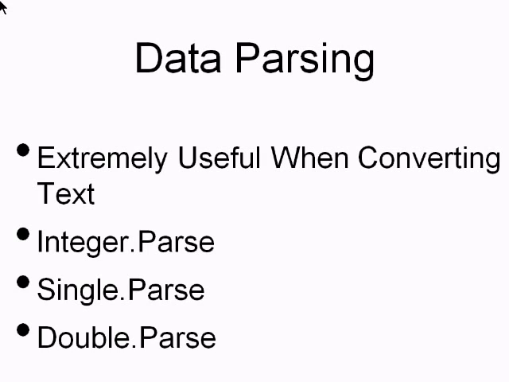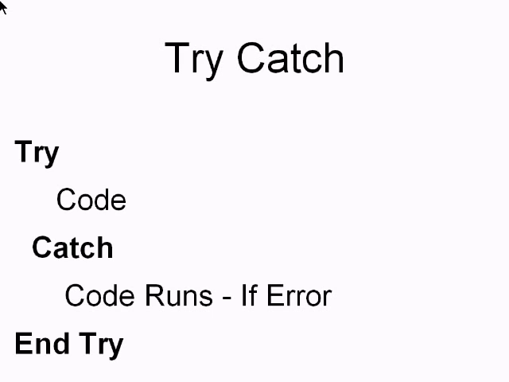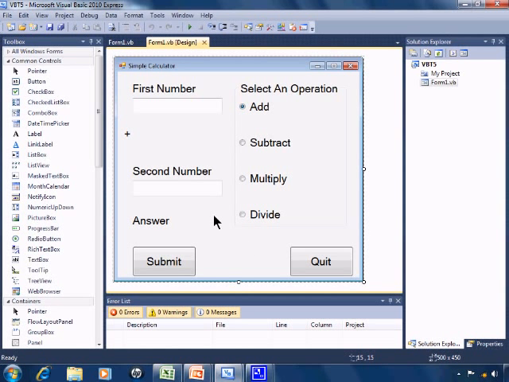Data parsing is extremely useful when converting text. There are many ways of data parsing. Start with the data type .parse. For example, Integer.Parse does integers, Single.Parse does singles, and Double.Parse does double floating point. For error handling, there's Try Catch. You try the code, and if there's an error, the code within Catch runs. Okay, let's get straight to the code.